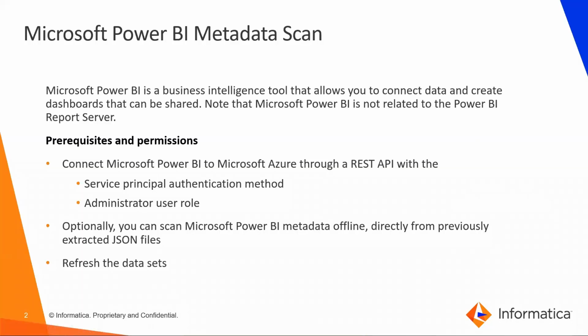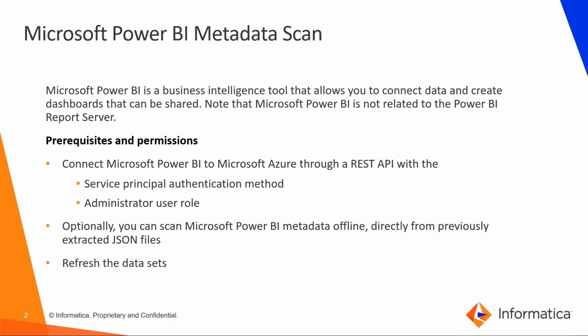Before we start Microsoft Power BI Metadata Scan configuration in Advanced Scanner UI in EDC, there are a few prerequisites which need to be fulfilled. EDC uses Microsoft provided REST API to connect to Azure and extract the metadata from Power BI platform. To connect to the Power BI platform using the REST API, there are two methods. The first one is to use the service principal authentication method, and the second one is to use administrator user role privileges. In both ways, before we use it, we need to make some configuration changes in the Power BI side or in the Microsoft Azure side.